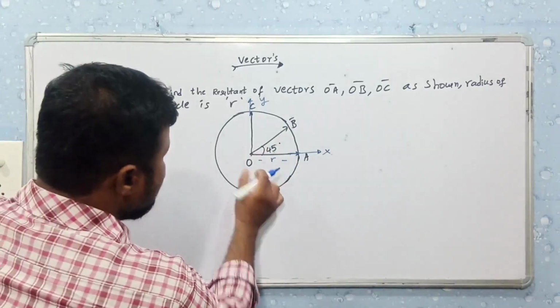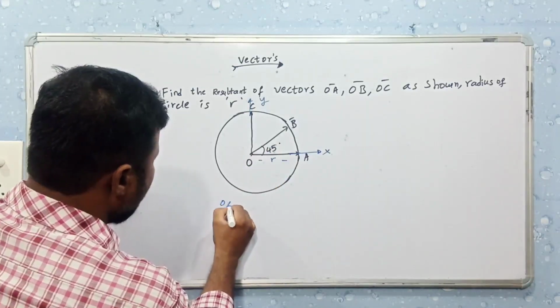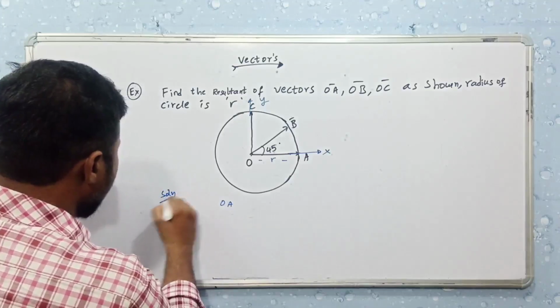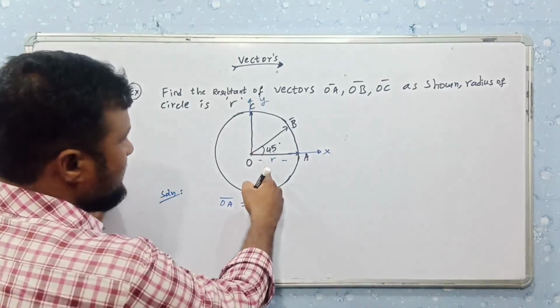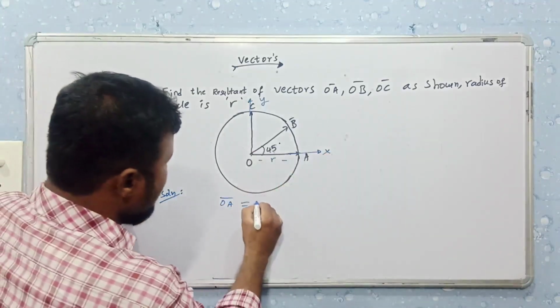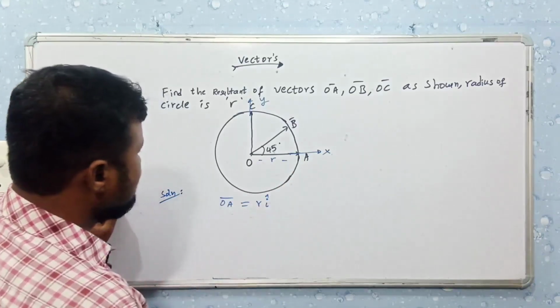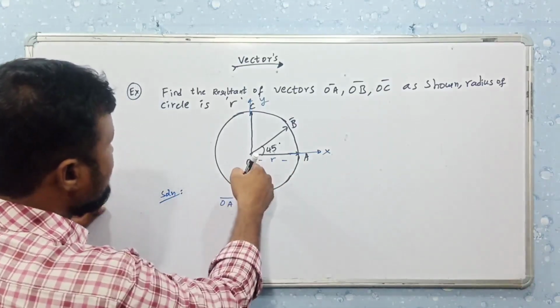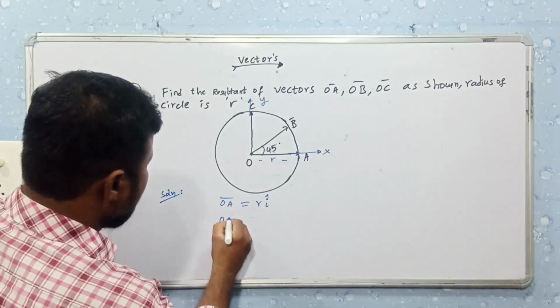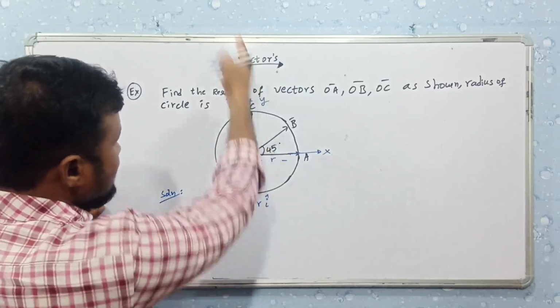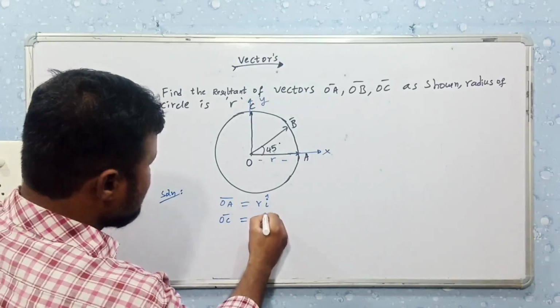So first I will see vector OA bar. Solution. OA bar is equal to, in the direction of x-axis, so r i cap only. That's it. If you observe, OC bar is equal to, in the direction of y-axis, r j cap will come.